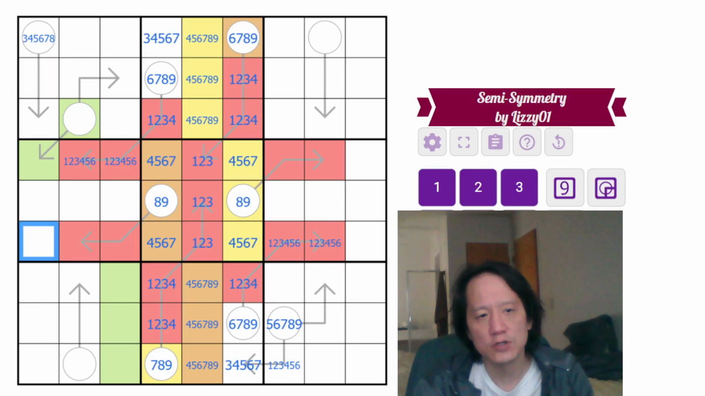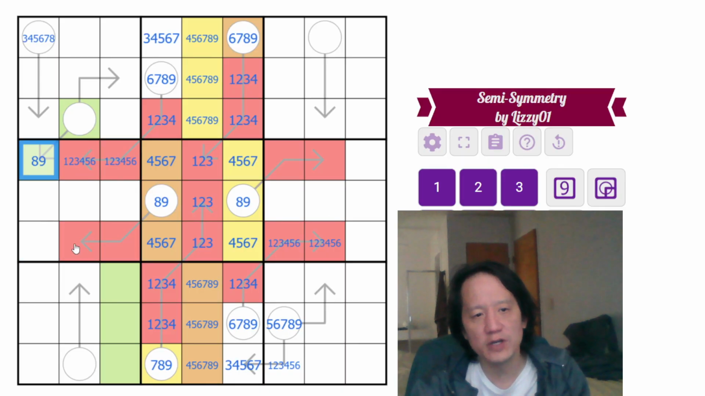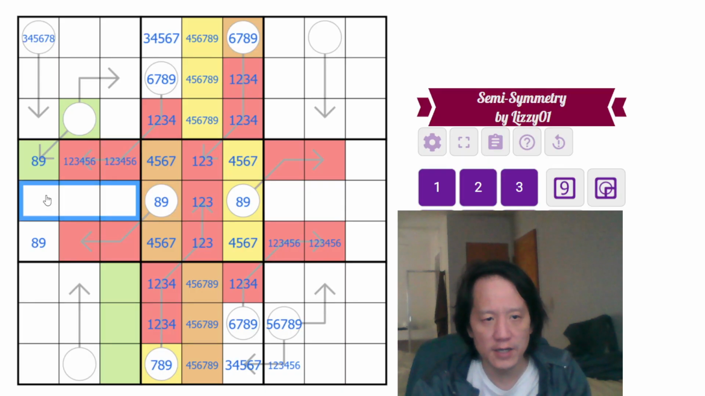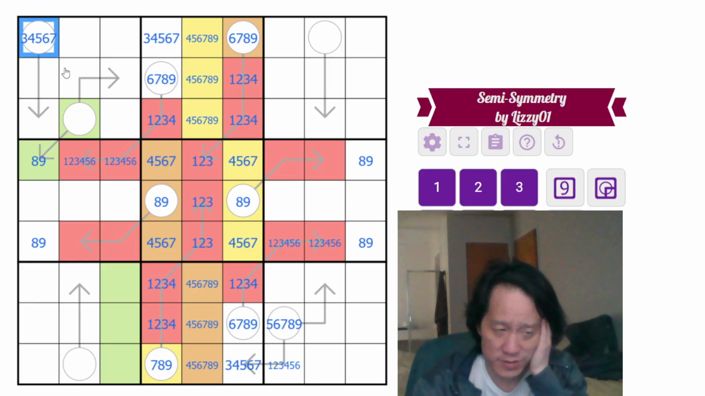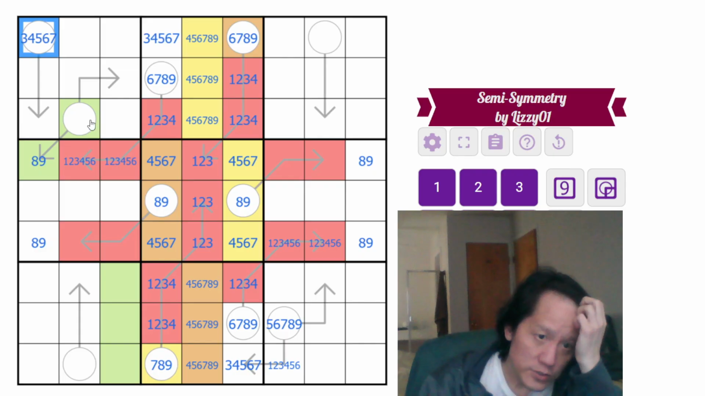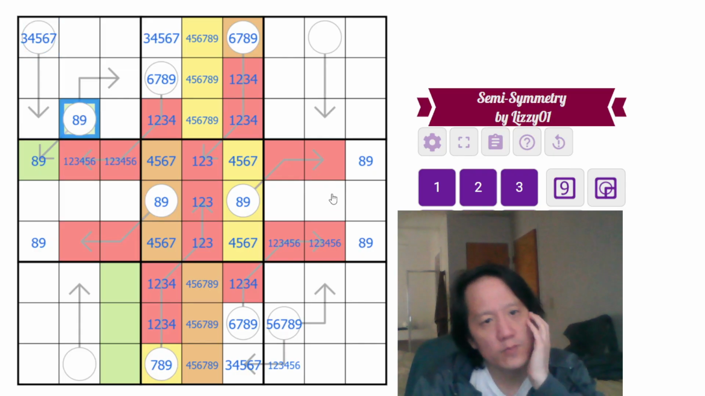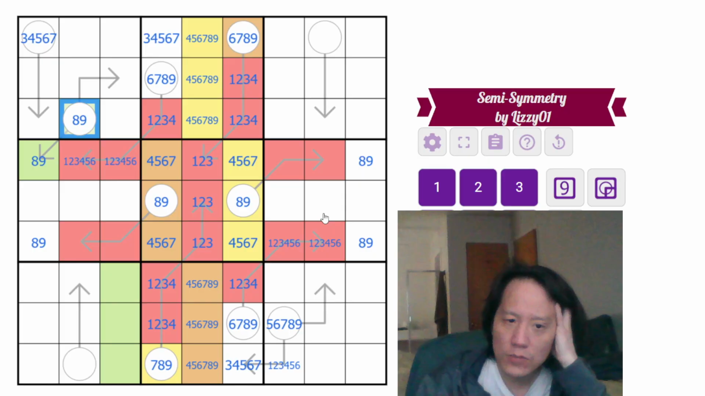which is interesting, right? This has to be 8 and 9, this has to be 8 and 9, because 8 and 9 cannot be here, 8 and 9 cannot be here, 8 and 9 cannot be here. So this is 8 and 9, this is 8 and 9. This can't be 8. So this is 8 or 9. What happens when this becomes 9, right?